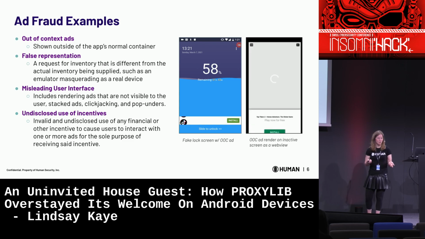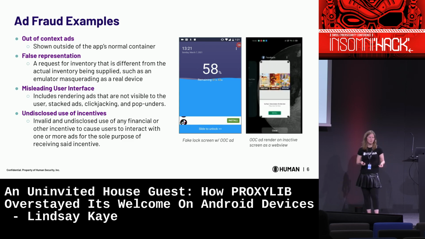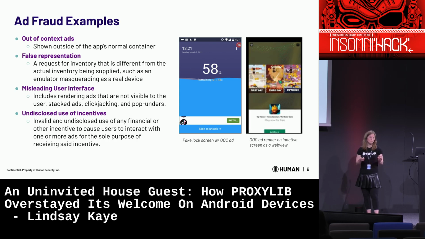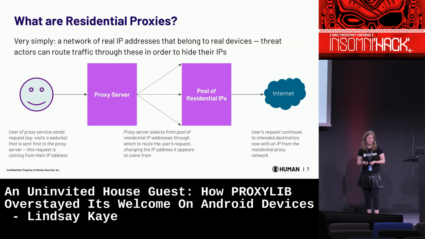And then finally, undisclosed use of incentives. I think this is probably the one that we're all most familiar with. Really, it's any sort of use of financial or other incentive that makes the user have to interact with one or more ads. So for example, if you have some kind of app that says if you click on this, you'll get some sort of extra points or money or something like that, also bad.